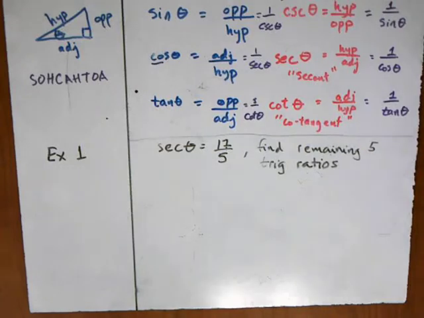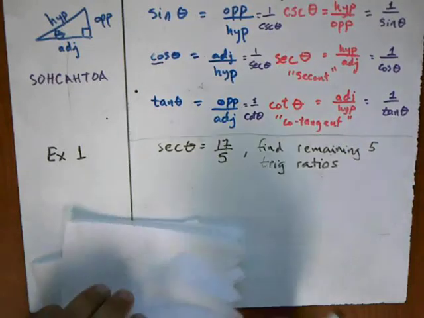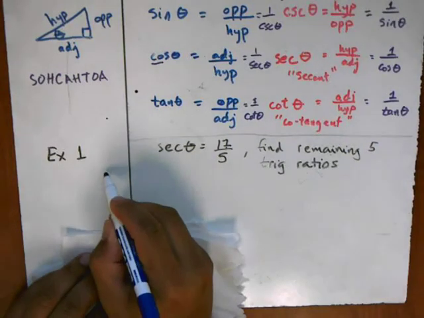This example asks us: given that the secant of theta is equal to 17 over 5, find the remaining 5 trig ratios. The best way to start is to draw a picture, and we want to draw a picture of a right triangle.